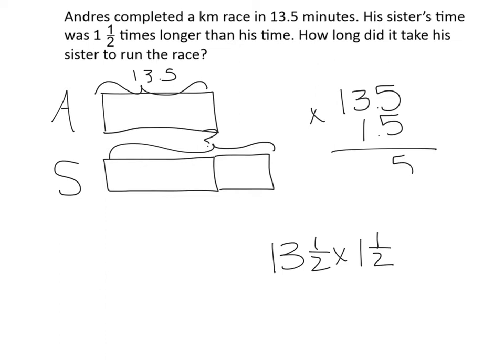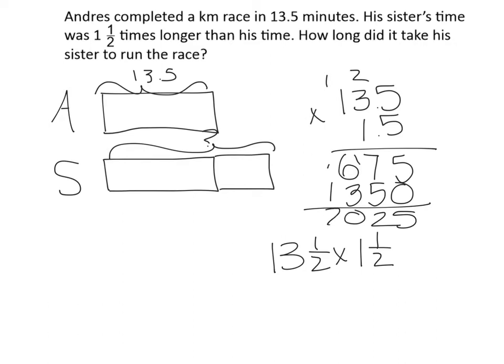5 times 5 is 25. 5 times 3 is 15, plus 2 is 17. 5 times 1 is 5, plus 1 is 6. Placeholder, 1 times 5 is 5, 1 times 3 is 3, 1 times 1 is 1. We add our partial products. Okay, now we have to take into account that we multiplied by 10 to get rid of this decimal, and we multiplied by 10 to get rid of this decimal, which means we need to divide our answer by 100. So the answer is 20 and 25 hundredths.